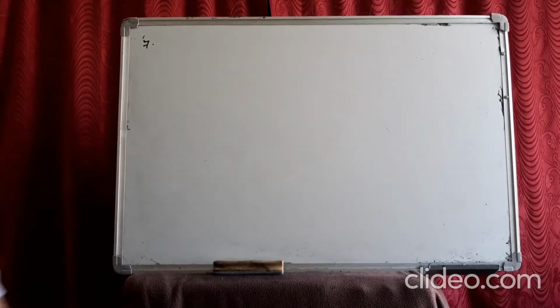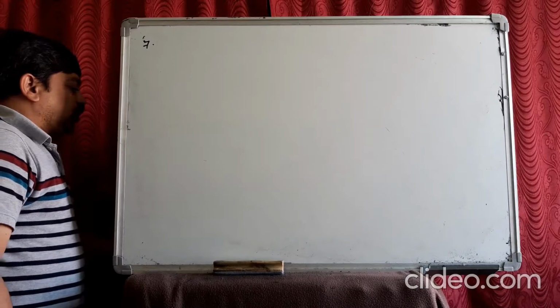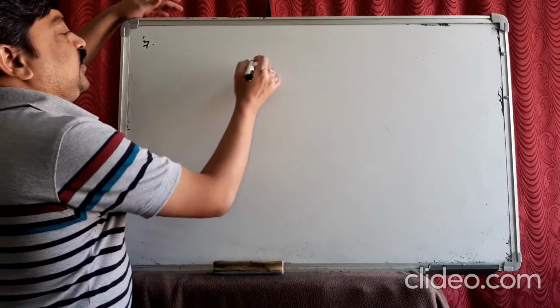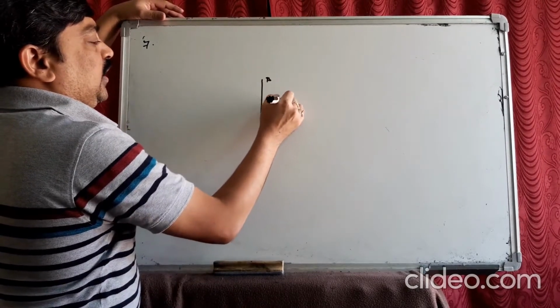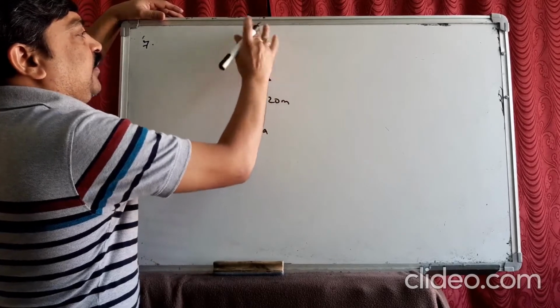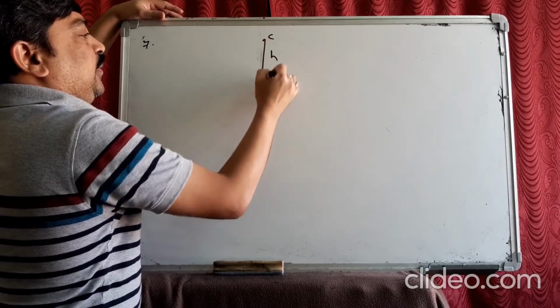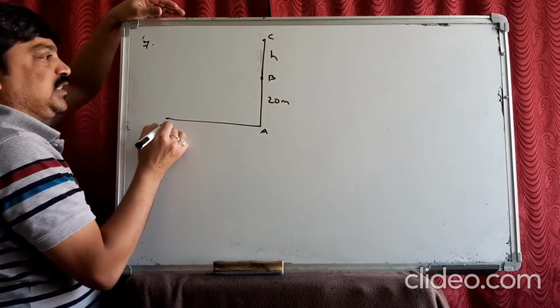Now see the seventh question. From a point on the ground, the elevations of the bottom and the top of a transmission tower fixed at the top of a 20-meter high building. Say there is a 20-meter high building here, AB, 20-meter high building. On that there is a tower situated. We don't know the height. Let it be height h. From the bottom, he is observing both.